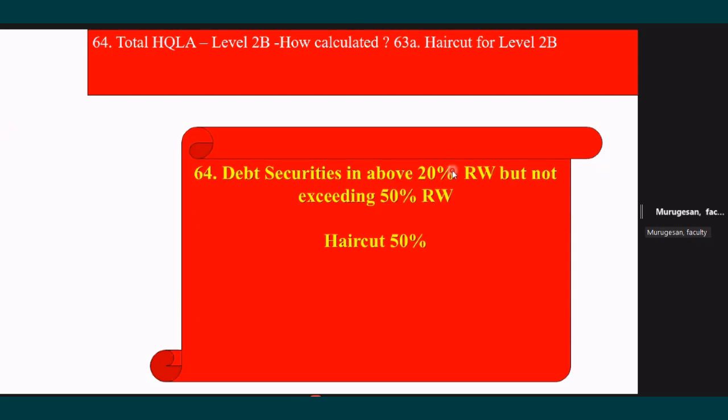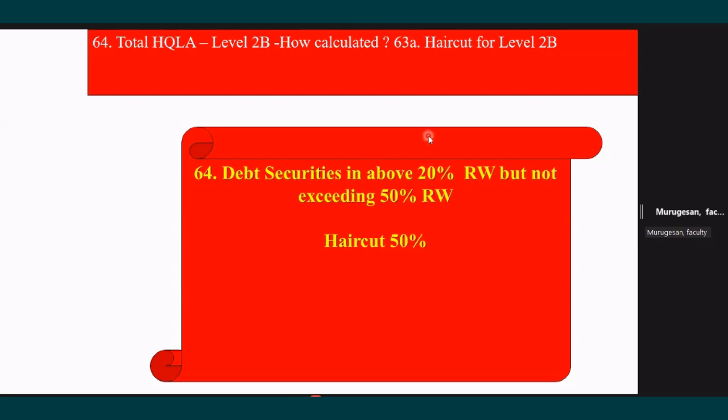Rating by an approved rating agency. Yesterday we discussed: more than 20 means 30%. Next is 50% only. Only two instruments, either AA or A, and plus shares also. Shares also qualify under tier 2. So this will qualify as HQLA, but level 2B.